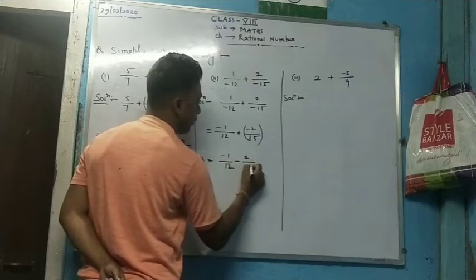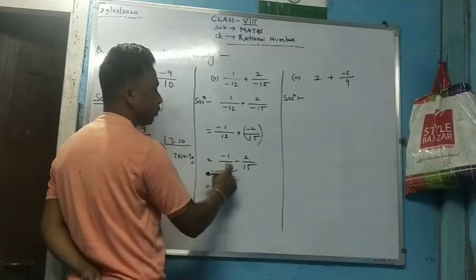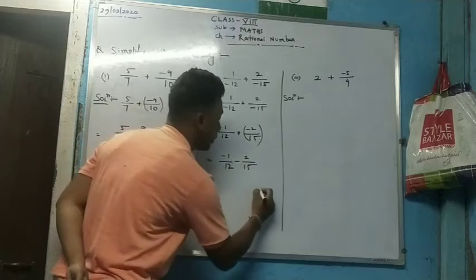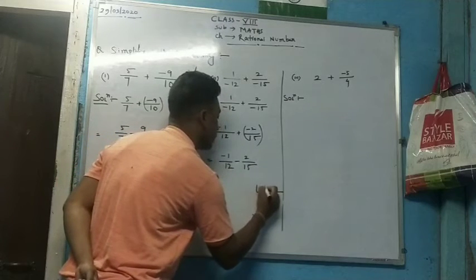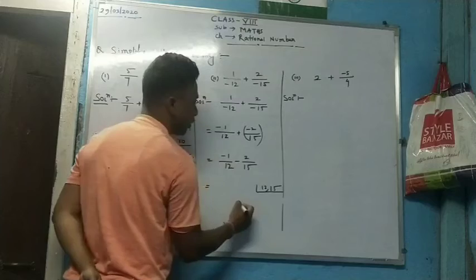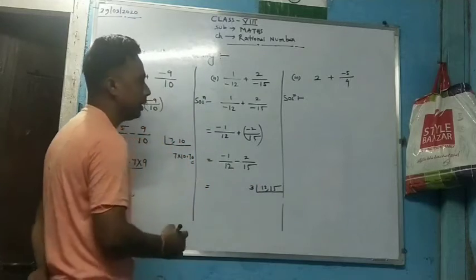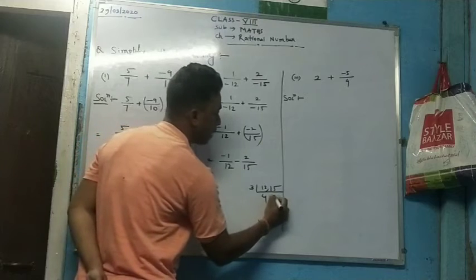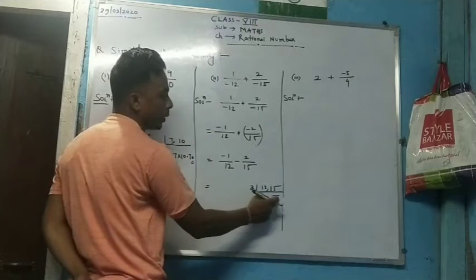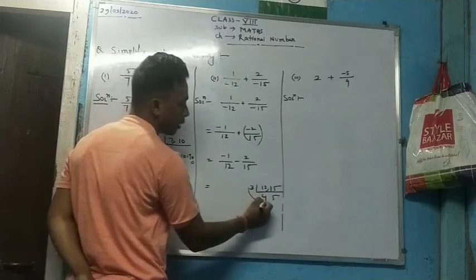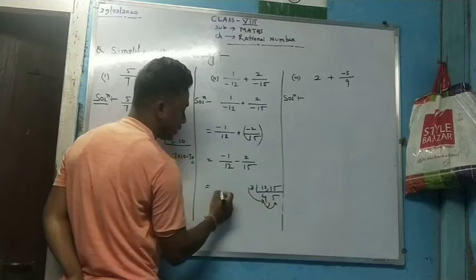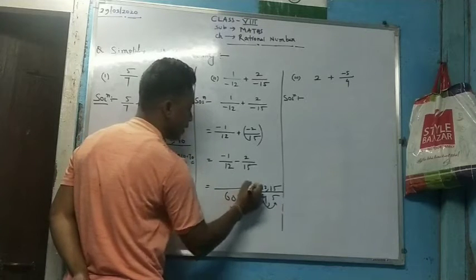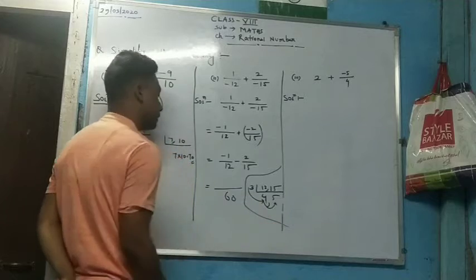Now I need to find the LCM of 12 and 15 because 12 and 15 have a common factor between them. So I'll find the LCM of 12 and 15 right here. I'll divide by 3. 3 fours are 12. 3 fives are 15. There is no common factor between 4 and 5. Just multiply: 3 fours are 12, 12 fives are 60. So the LCM will be 60.